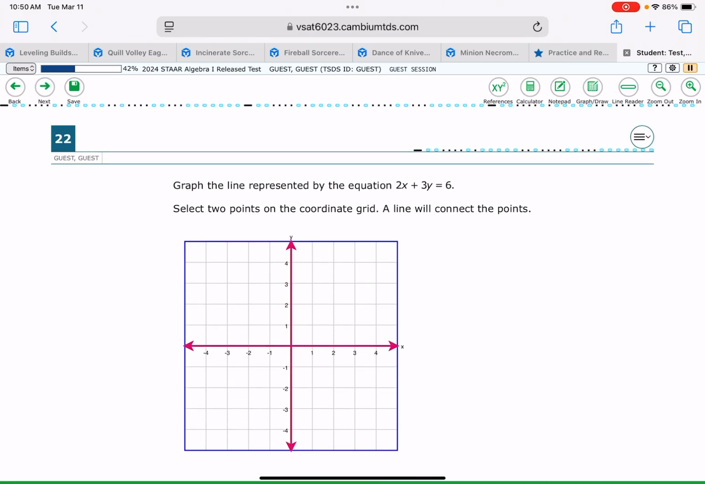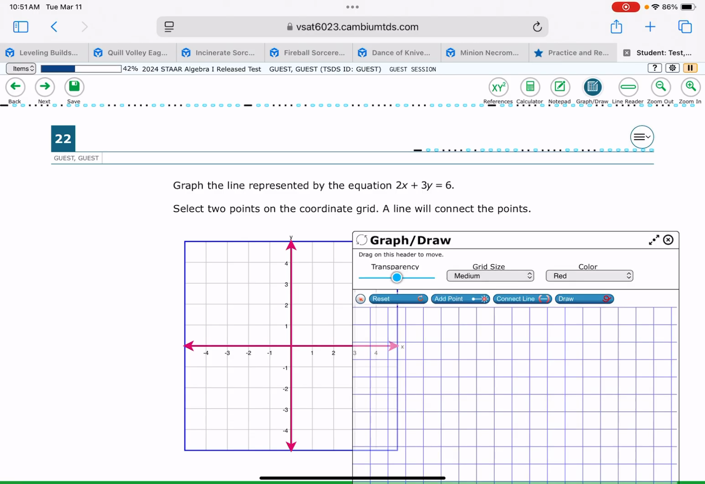We don't have to do calculations, but we do have to do some thought process here. They want you to look at this because you're looking at 2 points. They want you to do the x and y intercepts. So if you think about this and you cover up, I'm just going to do a graph draw.